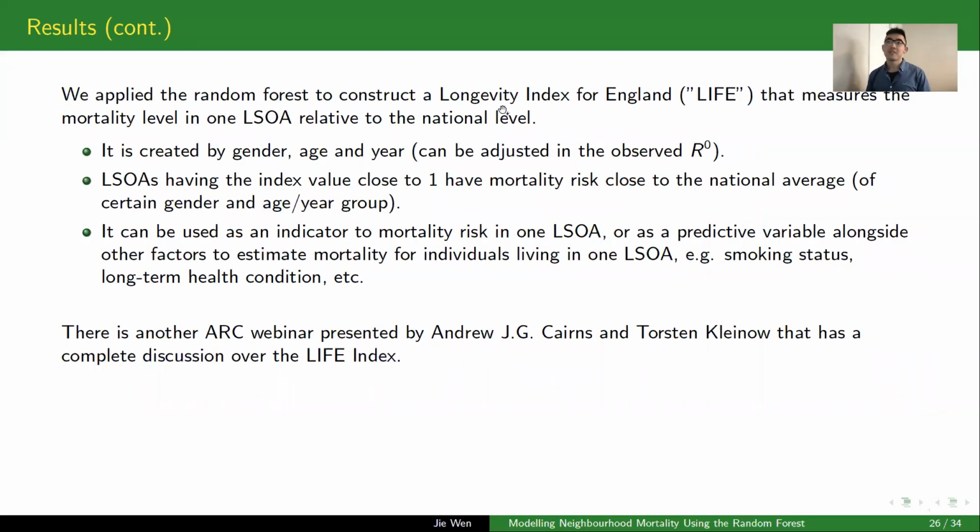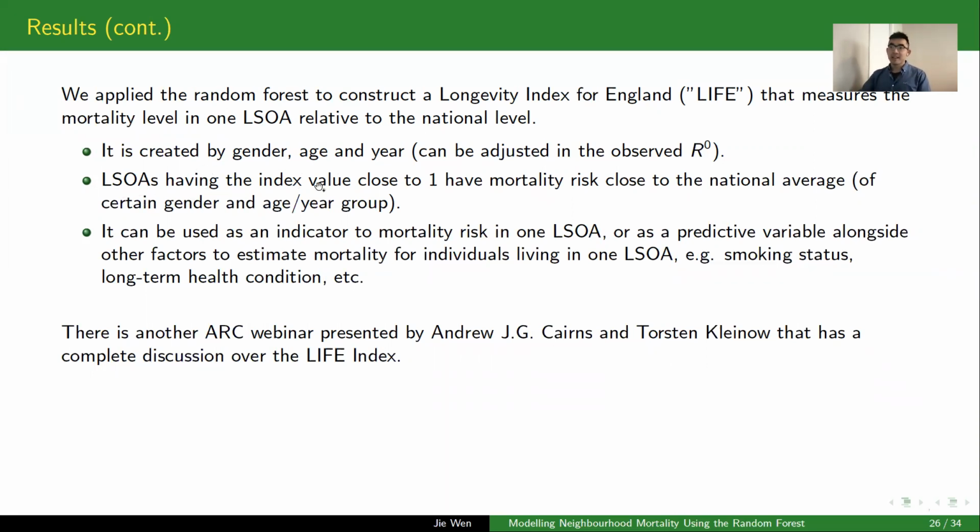The result we generate from the random forest model is that we apply that model to construct a longevity index for England. In short, it is called the life index. This life index measures the mortality level in one RSOA relative to the national level of England. This index is created for single RSOAs by gender, age, and year.